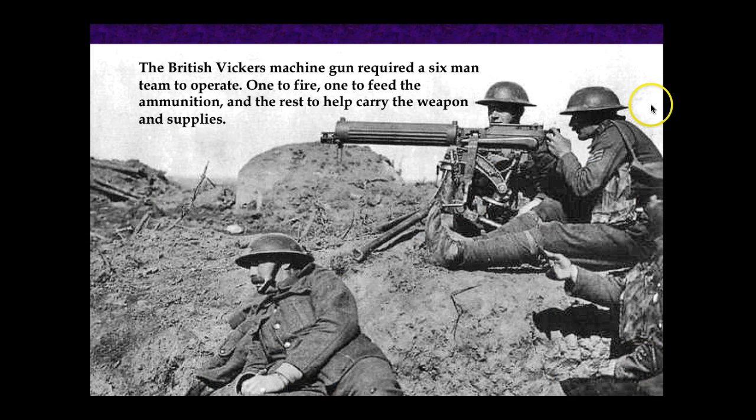Here is your machine gun. It's not like a Rambo, you know, running through the jungle with a machine gun and the ammo strapped to you. The Vickers machine gun here required 6 men to operate it. You had one person to fire, one person to feed the ammunition, one person usually pouring water on it to cool it down, and the rest would help carry the weapon because it was about a 600-pound gun.